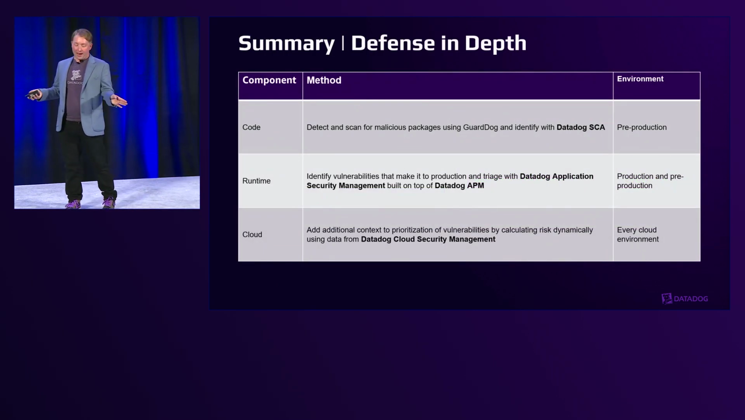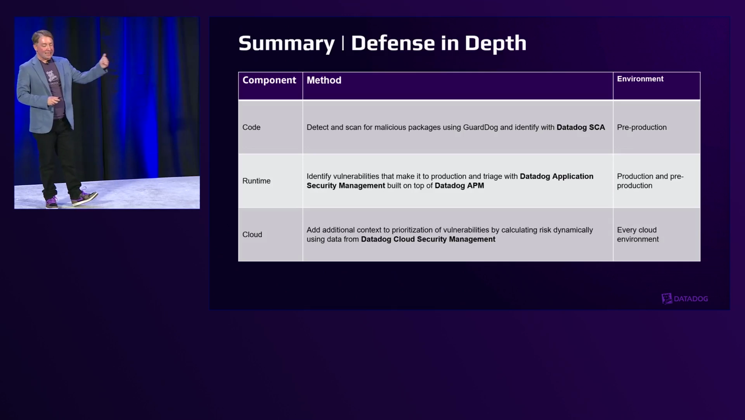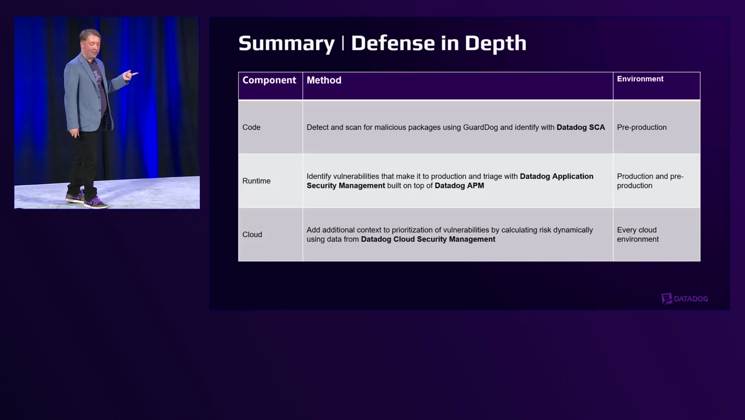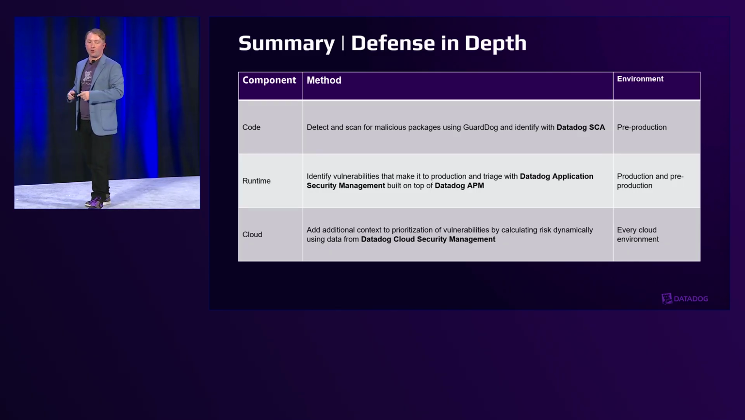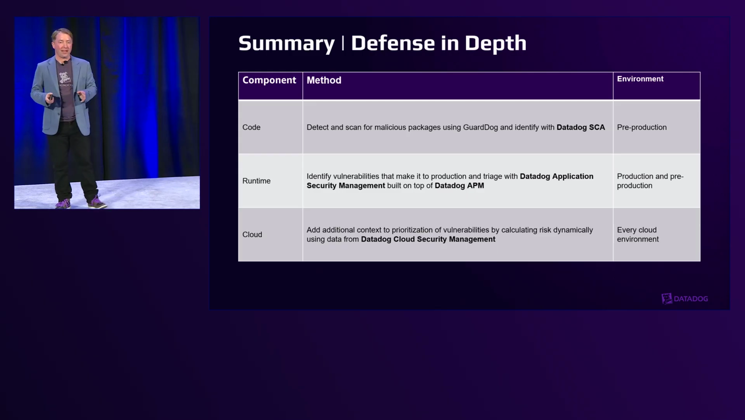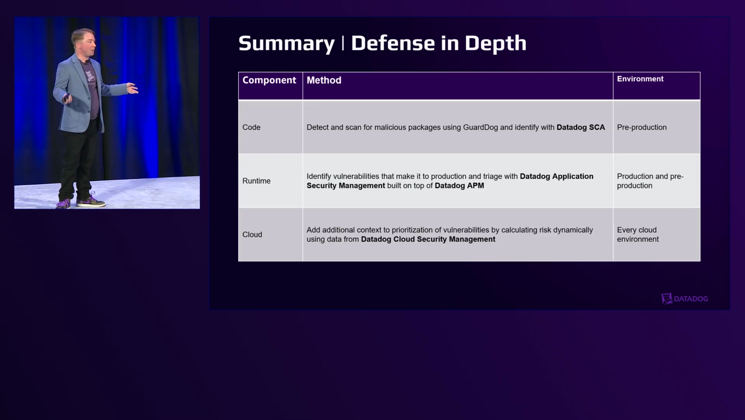So just to summarize here, you've seen us demonstrate methods to detect using SCA pre-production, runtime context to identify in production, and also how to act faster by enriching that criticality with the data from cloud configuration. That's via the Datadog Cloud Security Management product, or the CSPM that we have.